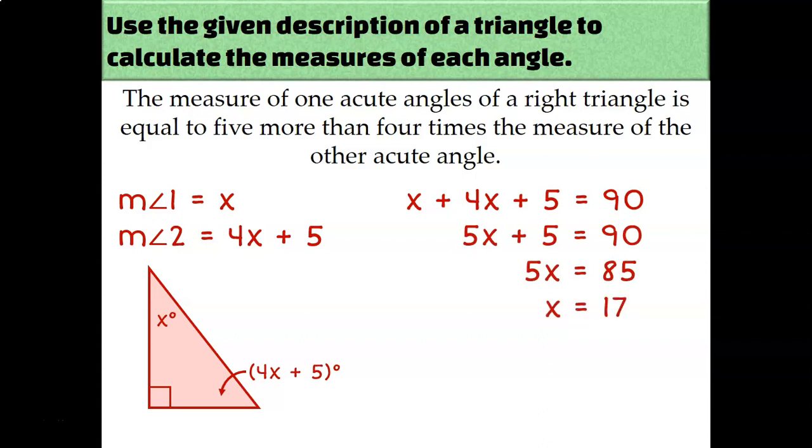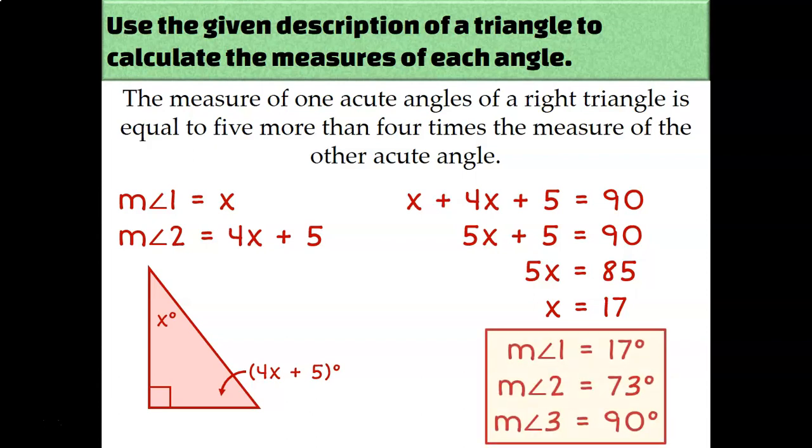So since x is 17, that means the measure of angle 1 is 17. The measure of angle 2 is 4 times 17 plus 5, which would give me 73. And of course the measure of the third angle would be 90 degrees.